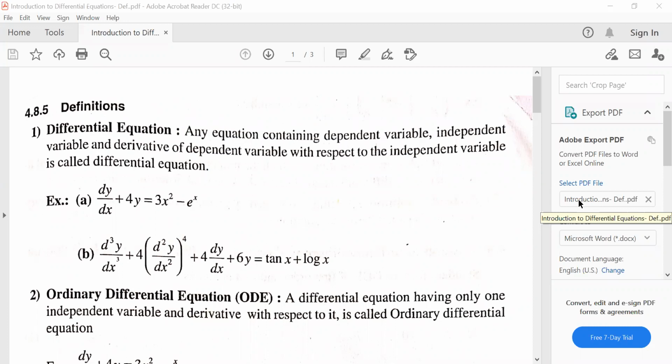An equation involving a dependent variable, an independent variable, and the derivative of that dependent variable with respect to the independent variable is called a differential equation. That means, suppose we take an example: let there be two variables x and y. We always consider, as a standard, y as the dependent variable and x as the independent variable.